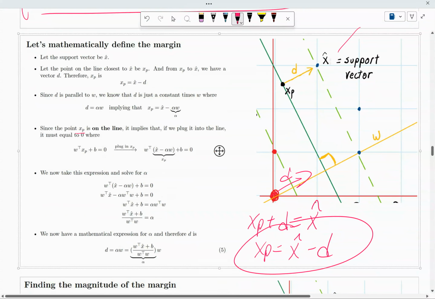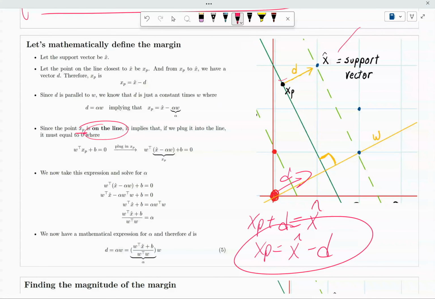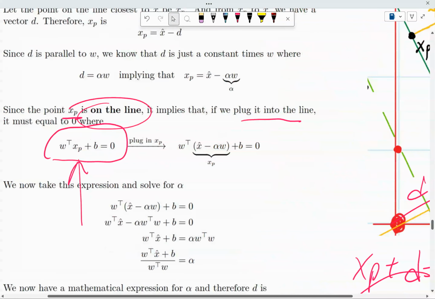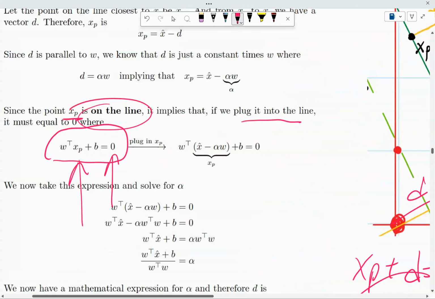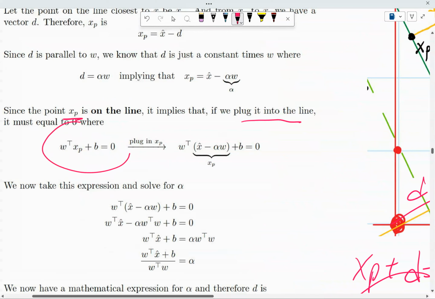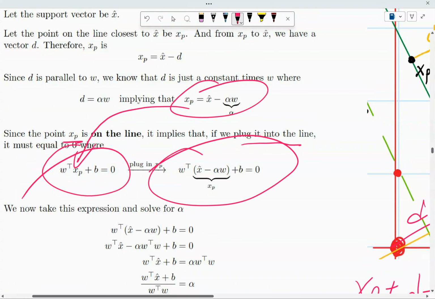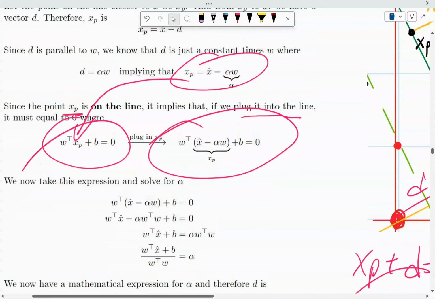Since the point xp is on the line, if we plug xp into the line equation, it has to be satisfied. It has to equal 0. So this has to be true. We know what xp was, so we plug xp in here, and then we have this expression.